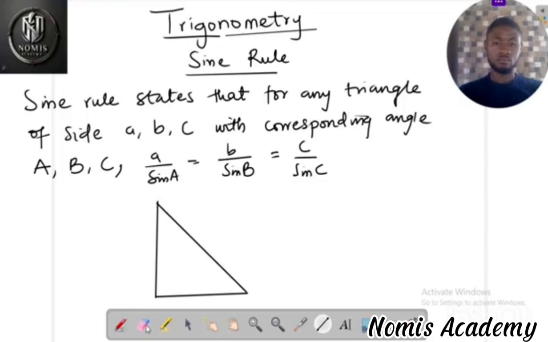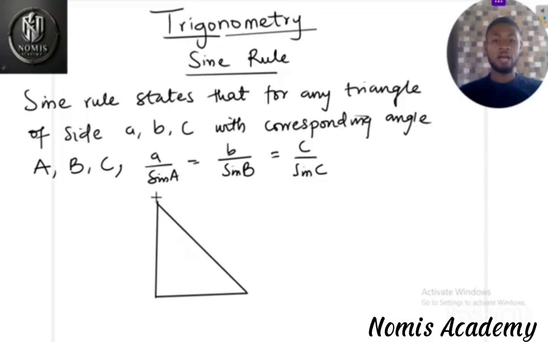So looking at this triangle now, let's say we have angle A, angle B, angle C. These A, B, C are meant for these angles. This angle, meaning angle B, is 90 degrees, and then we have one angle here and another angle here. So angle A, angle B, angle C.